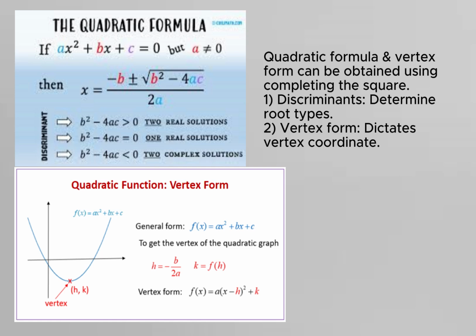Look at the bottom, the vertex form. You see the general form. If you perform completing the square on the original function, eventually you're going to get the form of a enclosed with bracket x minus h, and then square outside the bracket, and then plus k. This is how you get the vertex form, and it's so much more straightforward than just using the formula itself, and you can directly get the coordinates of the turning point from there.